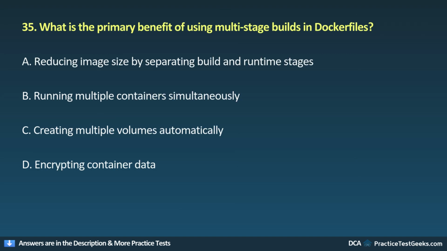35. What is the primary benefit of using multi-stage builds in Dockerfiles? A. Reducing image size by separating build and runtime stages. B. Running multiple containers simultaneously. C. Creating multiple volumes automatically. D. Encrypting container data.